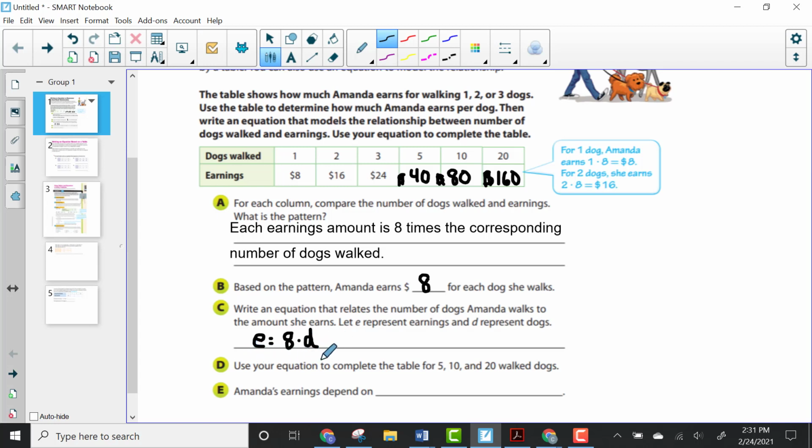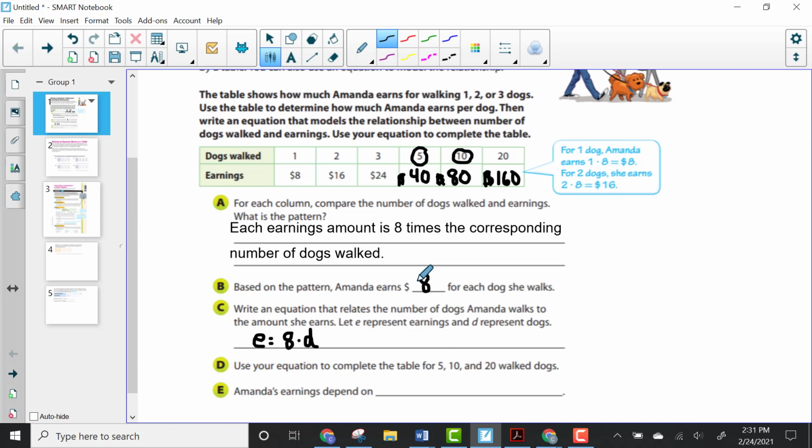Now we can see, use your equation to complete the table for 5, 10, and 20 dogs. I kind of went ahead with that already. 40, 80, 160. Again, when you're completing these tables, make sure you look at that number up there. You don't want to just start looking at the bottom there. You've got to look at both numbers there.